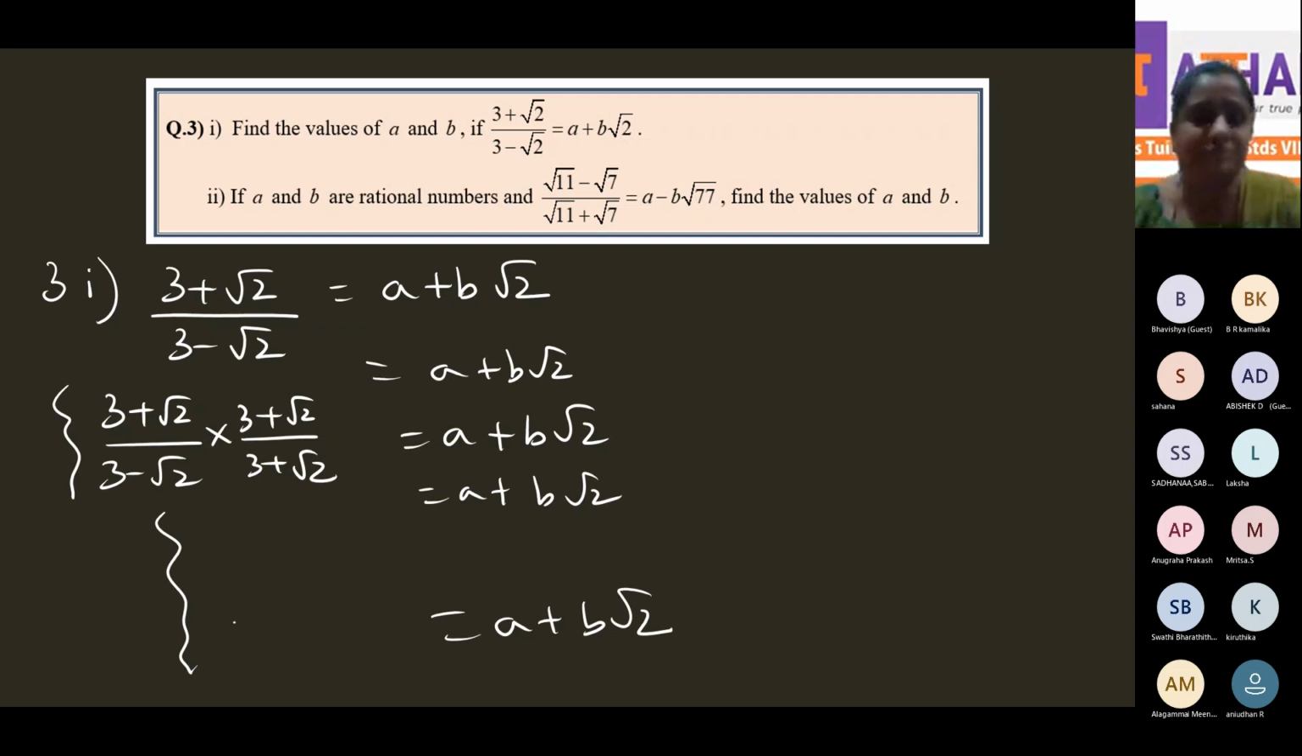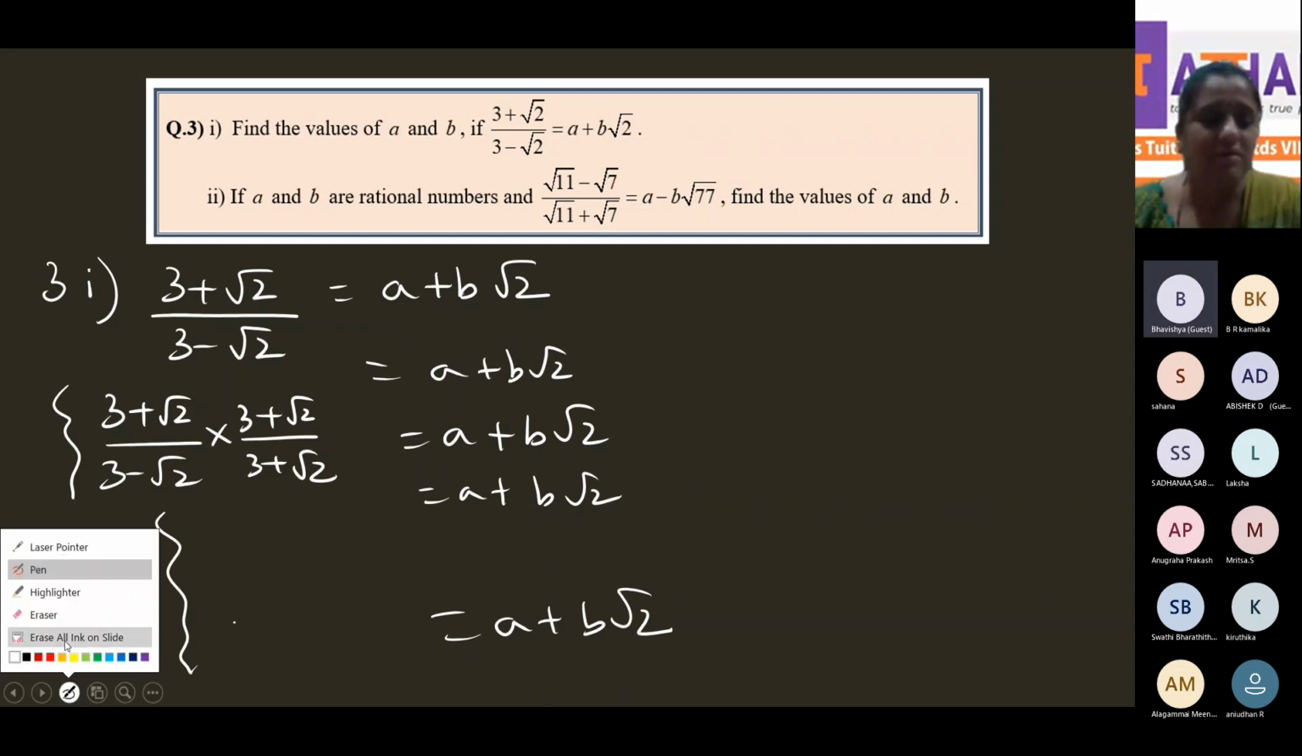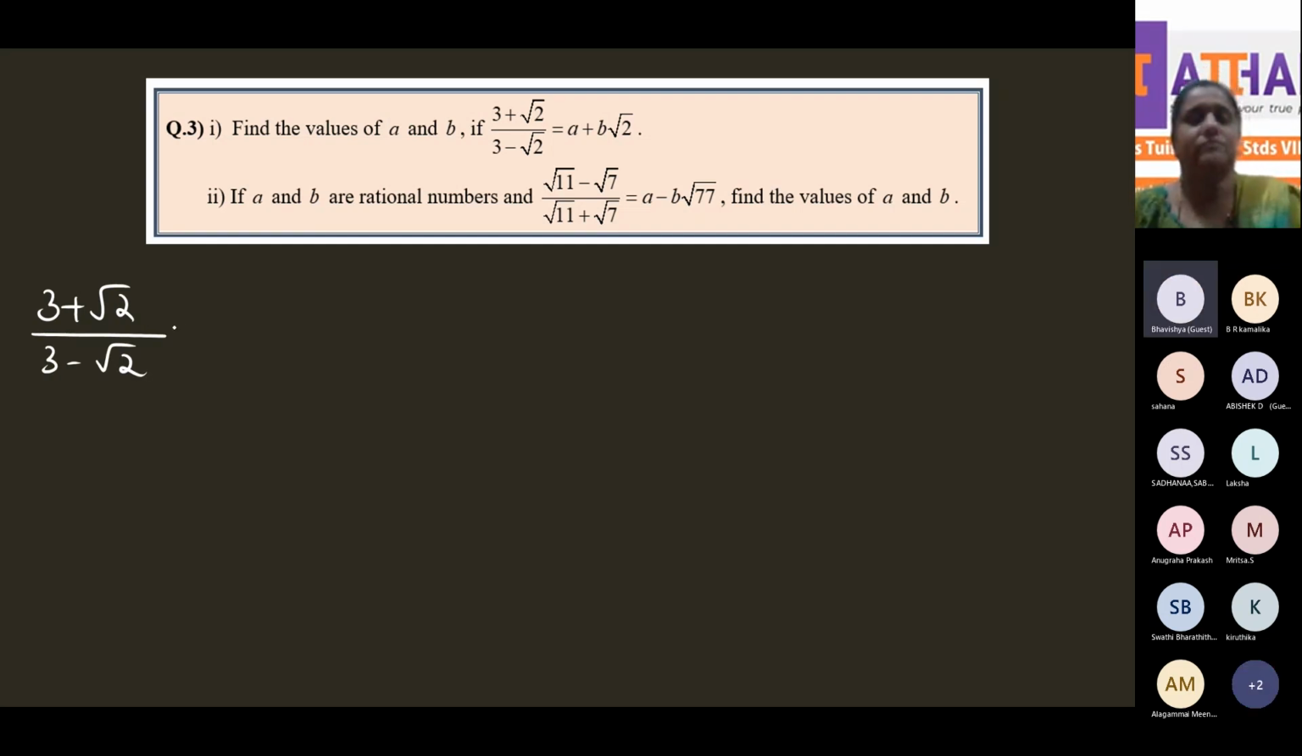Was it Bhavishya? Yes, ma'am. Yeah, read on Bhavishya. Ma'am, 3 plus root 2 by 3 minus root 2 is equal to a plus b root 2. Okay, that's the first step. Okay, then next step. 3 plus root 2 by 3 minus root 2 into 3 plus root 2 by 3 plus root 2 is equal to a plus b root 2. Okay.